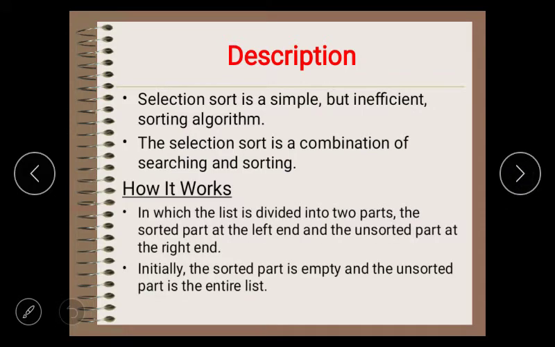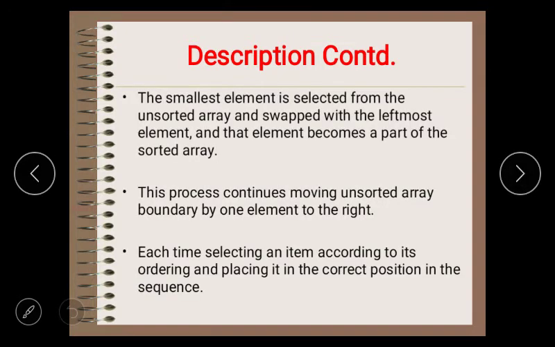In this, the list is divided into two parts. The first part is the sorted part at the left end, and the second part is the unsorted part at the right end. Initially, the sorted part is empty and the unsorted part is the entire list of elements. The smallest element is selected from the unsorted array and swapped with the leftmost element, and that element becomes a part of the sorted array.